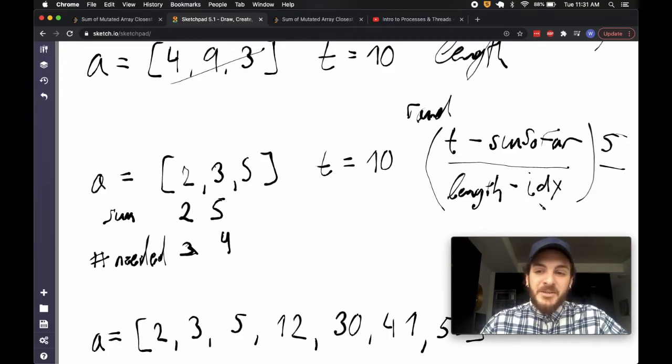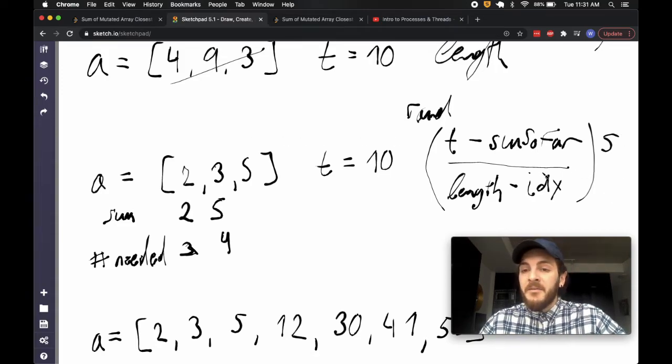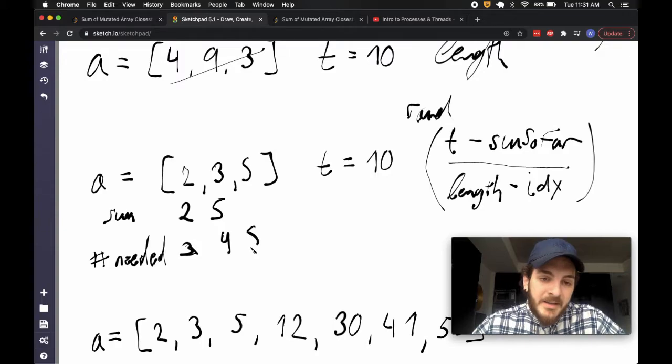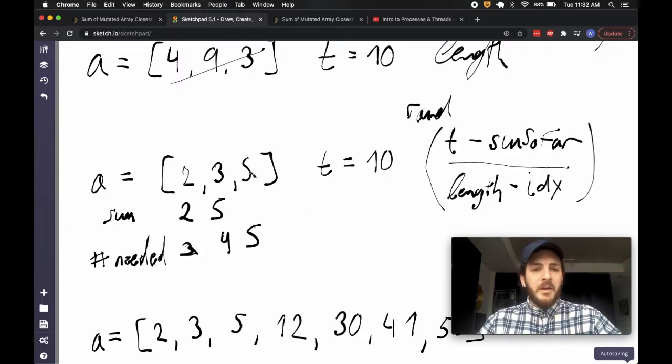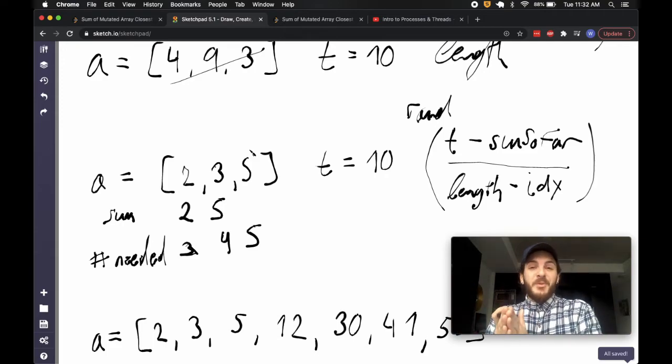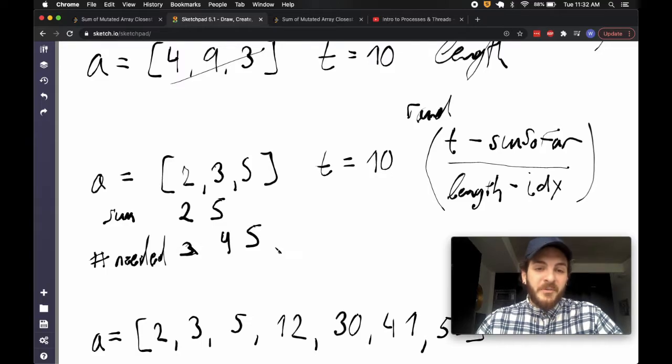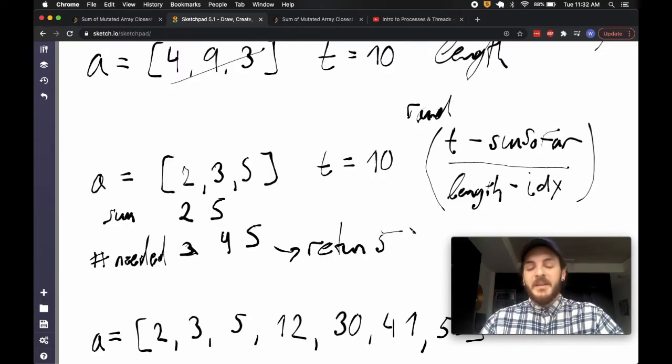Well, my length is 3, my index is 2, so I only have 1 unit left here. 5 over 1 is 5, meaning that the number I need is 5. Oh wait, we're looking at the 5. Perfect, we've found the number we needed, and it's equal to the number we're looking at right now. Awesome, we're returning 5. So once we see it, we return 5, and that's how we'd solve this one.